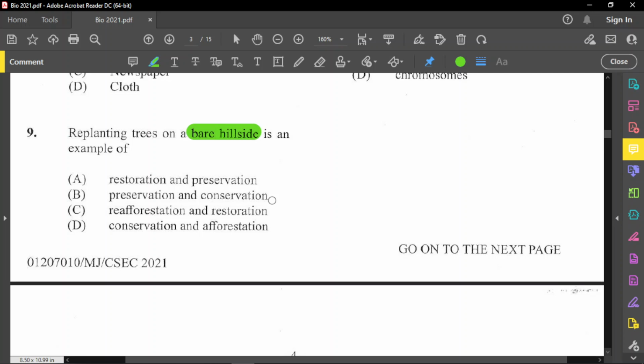Preservation and conservation cannot be the answer because conserving means to maintain or to keep what is already there. But reafforestation is planting trees in areas where there were no trees before. So that one seems good there for question number 9. It also says restoration, so you're going to restore the area as well. And so definitely C will be a good option. Conservation and afforestation, I will not say that is good because again, conserving is to maintain what is there, but the hillside is bare. All right, let's jump to question number 10.